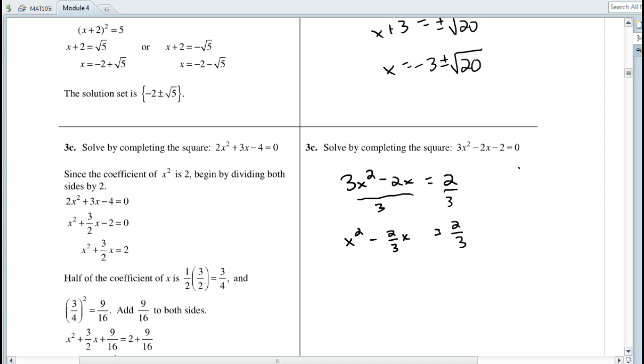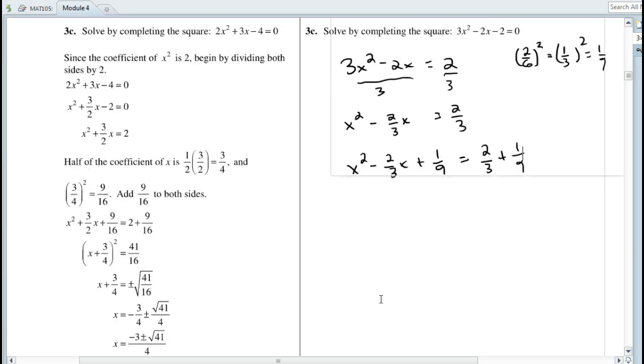Half times 2/3 is 2 over 6. So that's the number we need to square. But 2 over 6 is really 1 over 3, so this is 1/3 squared. So we end up with a ninth. We need to add a ninth to both sides. So x squared minus 2/3 x plus 1 over 9 equals 2 over 3 plus 1 over 9.